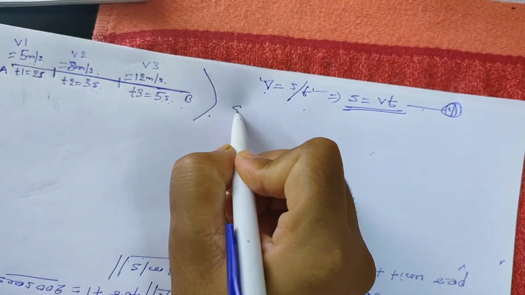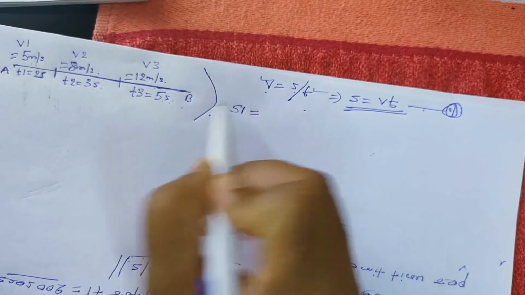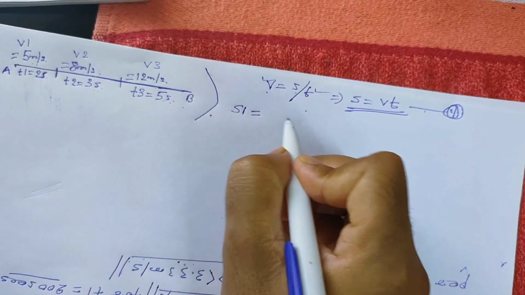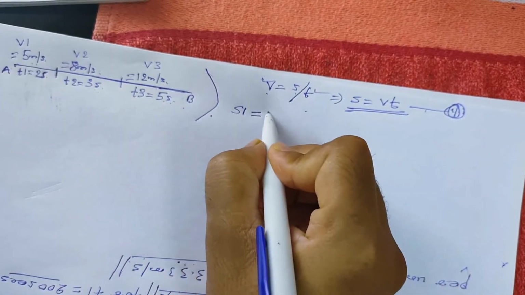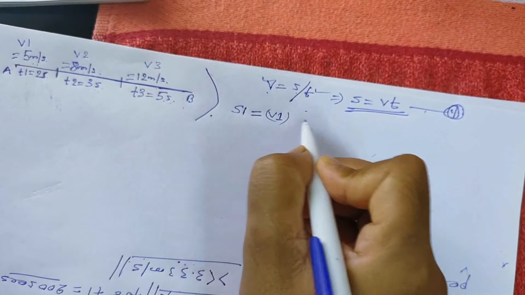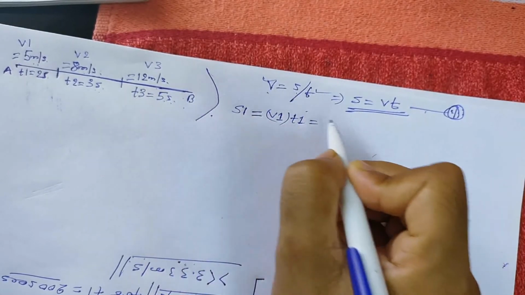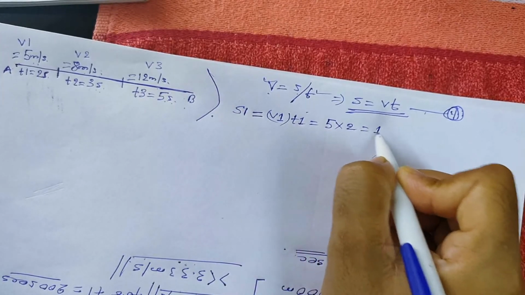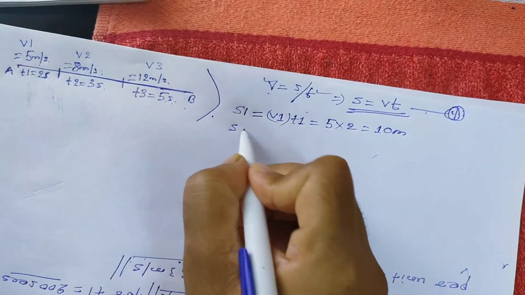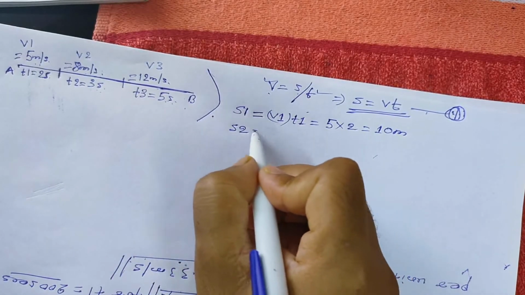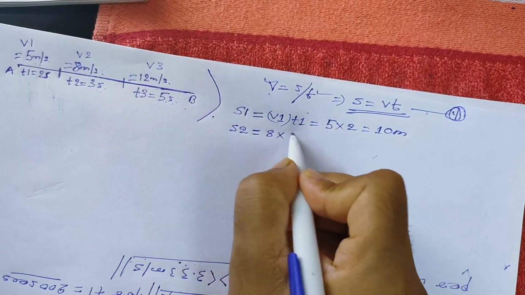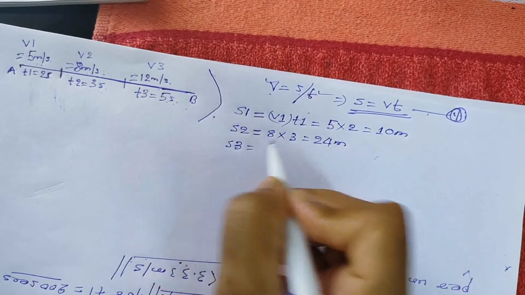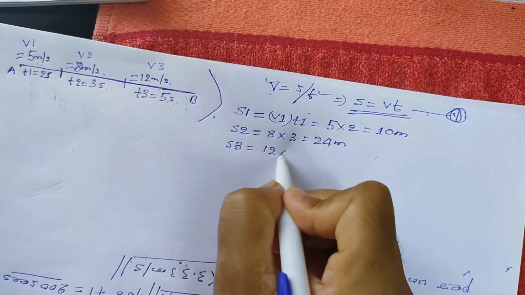So the first piece of distance which the particle moved, let us denote it by S1. Okay, so what will be its value? It will be V1 into t1. So let us put values. It will come out to be 10 meter. What is the value of S2? Similarly, same formula. It will be 8 into 3. How much, guys? 24 meter. S3, how much? It is 12 into 5.